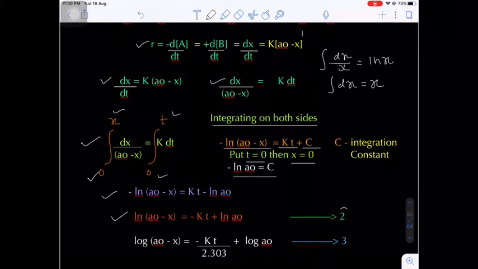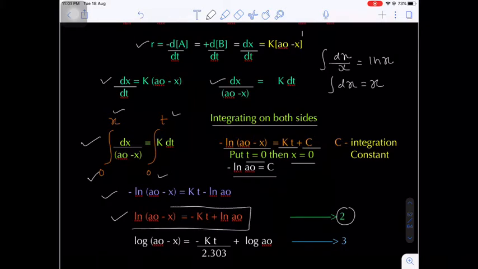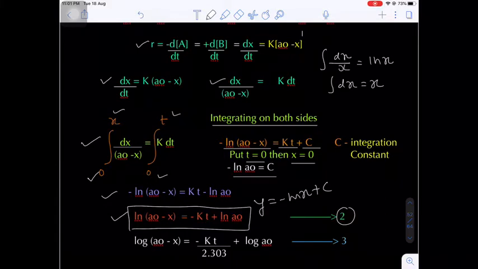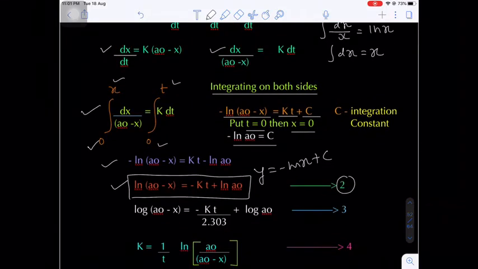This is the equation 2 we have to remember. You see, this expression is in the form of y is equal to minus mx plus c. If you draw a graph between the y-axis, that is ln of a naught minus x, and the x-axis, that is the time, you will get a straight line with a negative slope, that is the slope of minus k, and the intercept will be ln a naught.